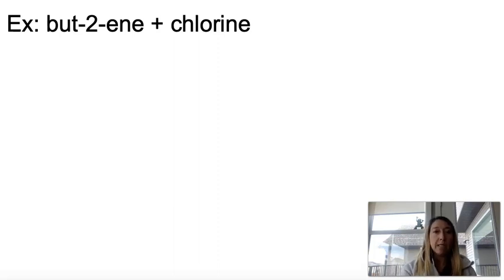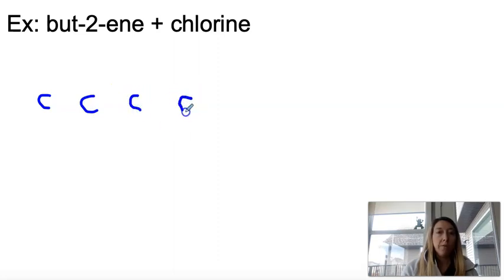Okay, so looking at some examples, this is where I'm saying being able to draw from a name becomes really important. So we are doing butene plus chlorine. The first thing we want to do is actually draw out what this molecule is. When we want to draw butene, we want to recognize that but means 4 carbons. So 1, 2, 3, and 4.